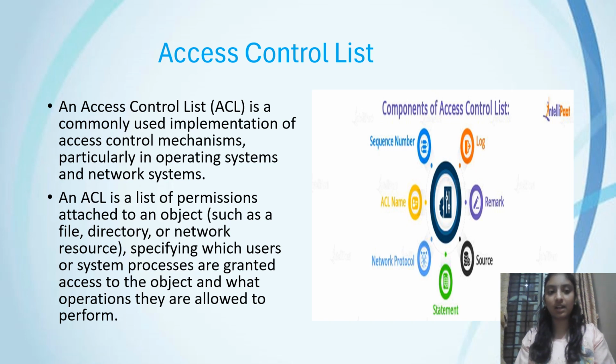Access control list. Access control list, ACL, is a commonly used implementation of access control mechanisms, particularly in operating systems and network systems. An ACL is a list of permissions attached to an object such as a file, directory or network resource, specifying which users or system processes are granted access to the object and what operations they are allowed to perform.